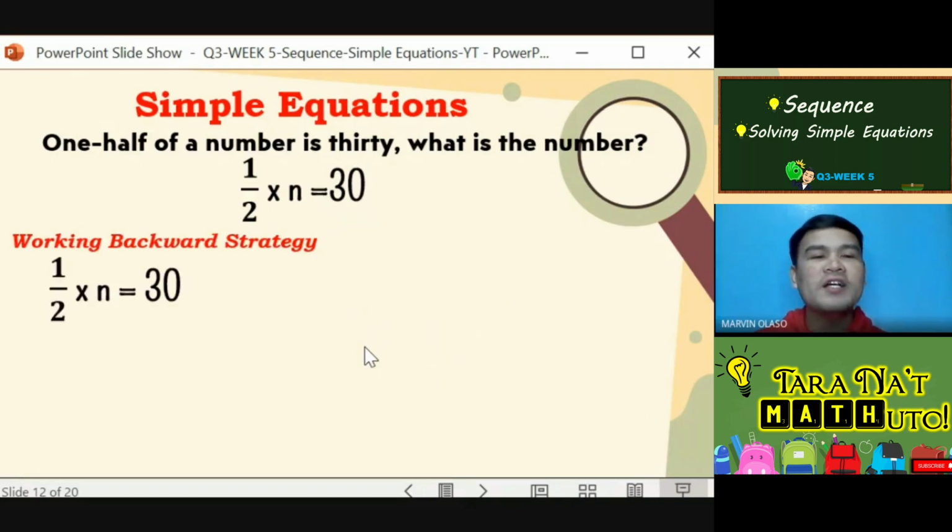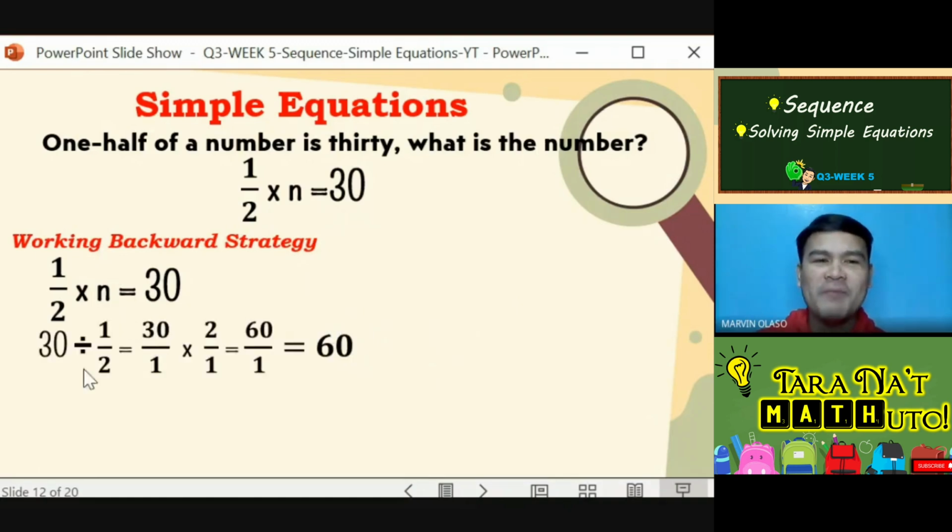Ayan, 1/2 times n equals 30. To start at the end, we have 30. Since times 1/2, get the opposite, it means divided by 1/2. So tingnan natin sa 30 divided by 1/2. Let's go back to our lesson on dividing whole numbers by a fraction. Ayan, alalahanin natin. Naalala pa ba? Remember the CCF method? C stands for copy. So just copy the dividend 30 since it is a whole number.